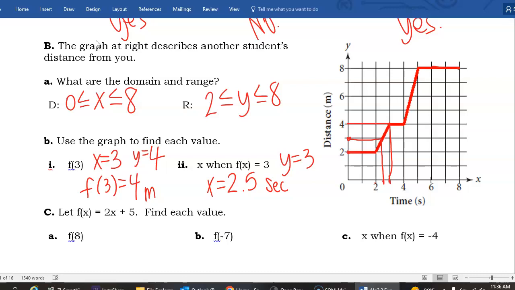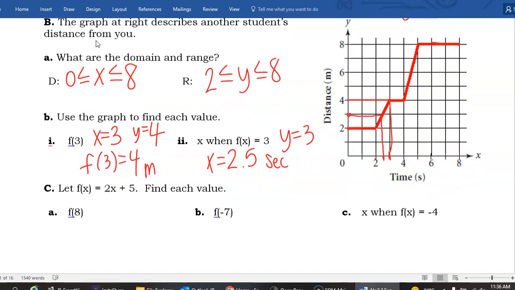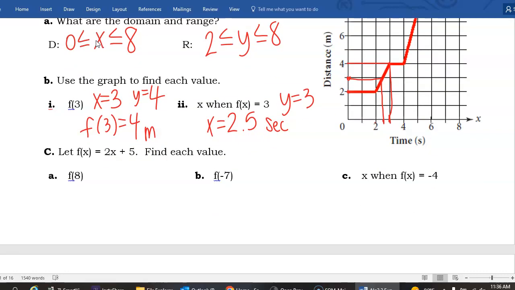Letter C, we have a new function. F of x is 2x plus 5. We're going to use our function notation. Again, whatever's in the parentheses is our input value. We input that into the function. We replace x. So in this case, we're going to be putting our 8 right in here. 2 times 8 plus 5. That is 16 plus 5, 21.